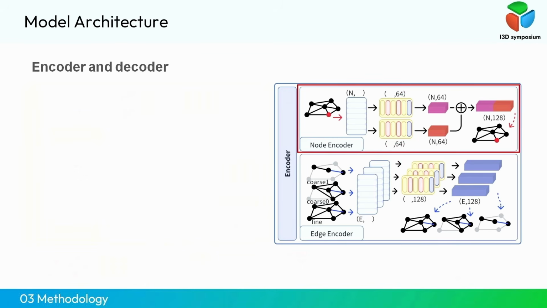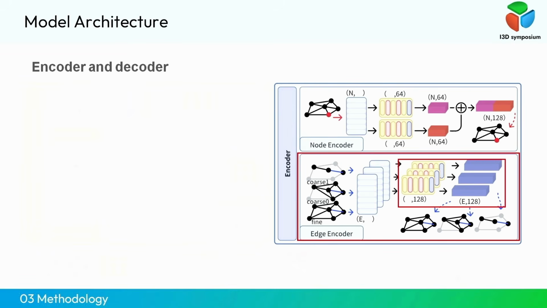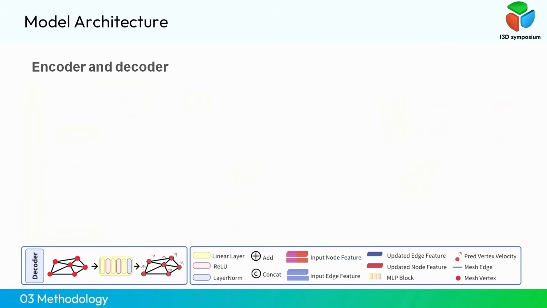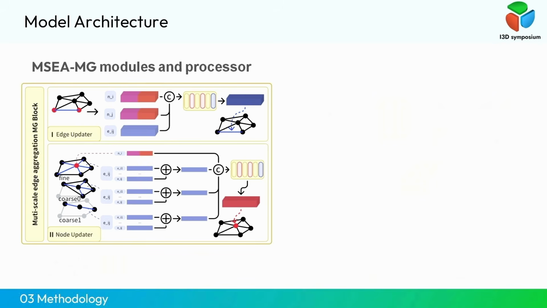The node encoder divides parameter vectors into physical and geometric components, each processed by a 64-dimensional MLP and then concatenated into a 128-dimensional node embedding. The edge encoder processes edge parameter vectors through a 128-dimensional MLP. The decoder, composed of an MLP with 128-dimensional input and 3-dimensional output, decodes the node embeddings into velocity increments for the nodes, serving as the physical predictions.